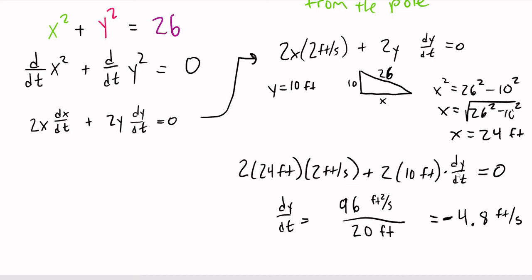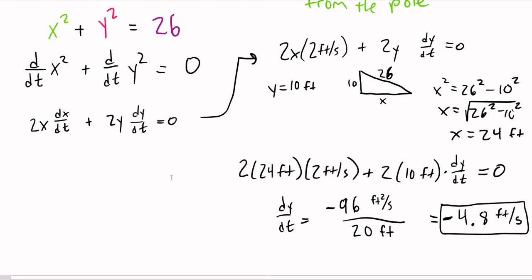Why? Because to solve for this, I had to subtract over. But the real why of it is this is decreasing. It was at 26 feet and it's sliding down. That's a decrease in y. So be careful with that. That's a very common thing to mess up, is to not have the right sign on your rate of change.